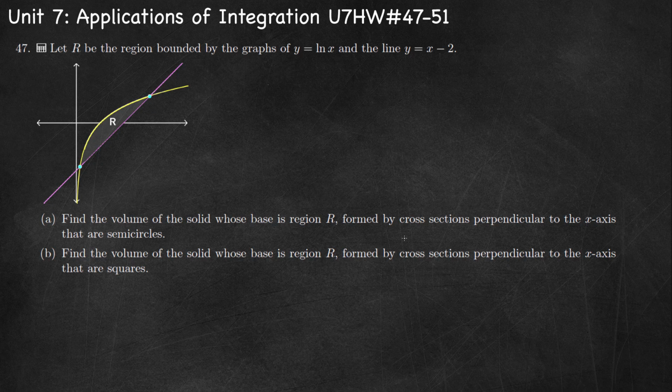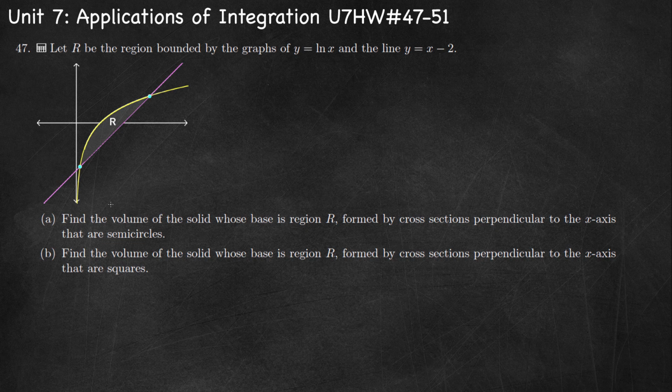Hello, in this video we'll be working through Unit 7 homework problems 47 through 51. For 47, we have region R bounded by the graphs of y equals ln x and the line y equals x minus 2. We want to find the volume of the solid whose base is region R formed by cross sections perpendicular to the x-axis that are semicircles. And then for part B, the same thing, but the cross sections perpendicular to the x-axis are squares.